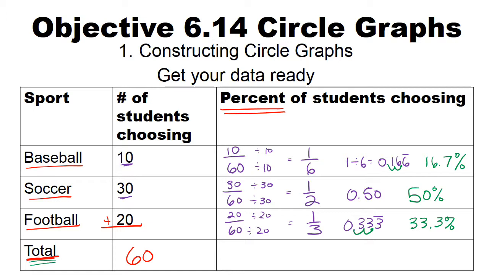So we also have to do the total. The total percentage should always equal 100. So when we check our math here, we do 16.7 plus 50 plus 33.3. When we add those together, they equal 100%. So we can tell Robert, hey, we did our math correctly because our final percentage for every circle graph is 100.